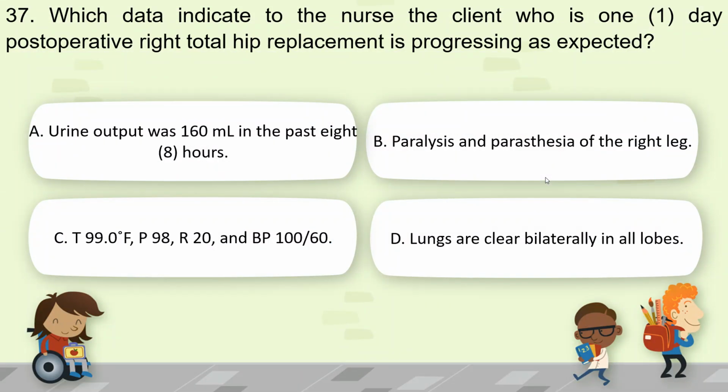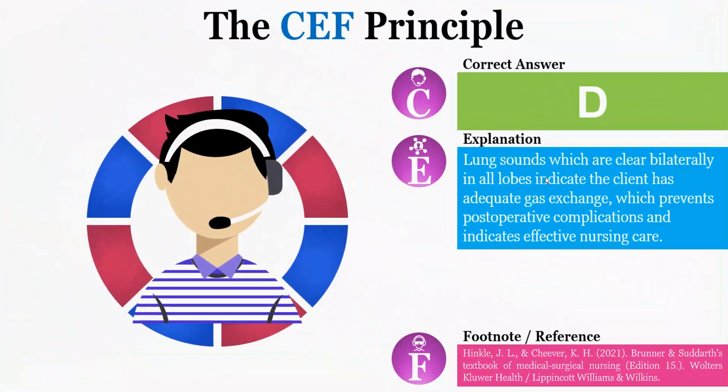37. Which data indicate to the nurse that the client who is 1 day postoperative right total hip replacement is progressing as expected? Urine output of 160 mL in the past 8 hours? It should be 320, 8 hours times 30 to 40, so that's too low. Paralysis and paresthesia are also not good, and the vital signs are also not normal. So the answer here is letter D, because that indicates adequate gas exchange that prevents postoperative complications and indicates effective nursing care. So that is letter D.